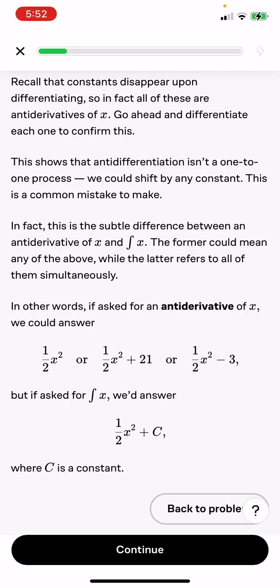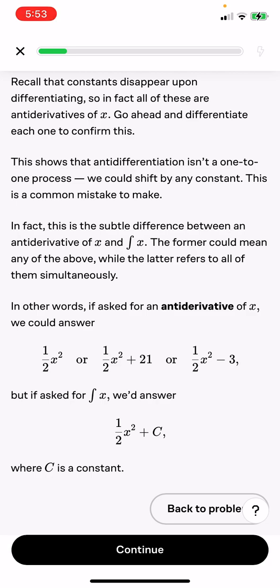This shows that antidifferentiation isn't a one-to-one process. We can shift by any constant. This is a common mistake to make. In fact, this is a subtle difference between an antiderivative of x and the integral of x. The former could mean any of the above, while the latter refers to all of them simultaneously.